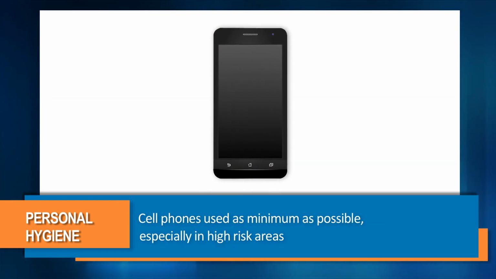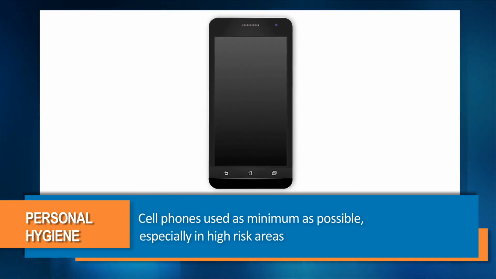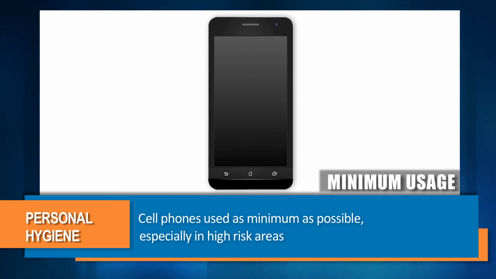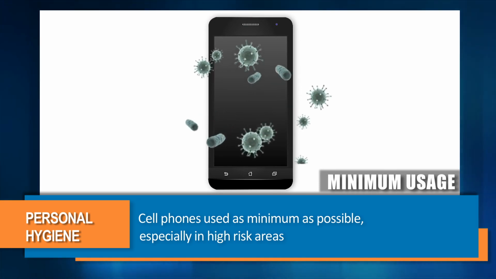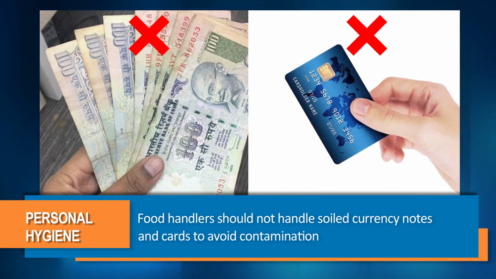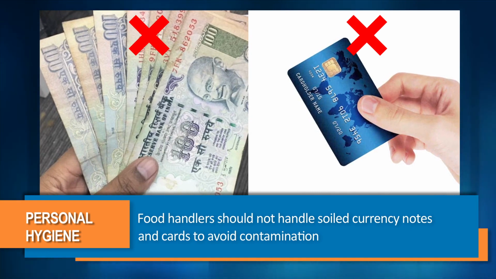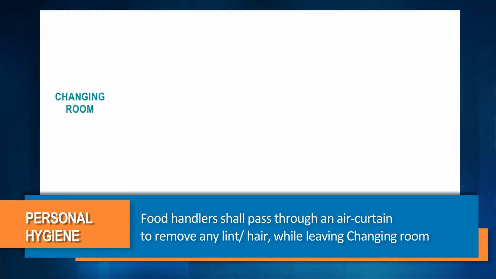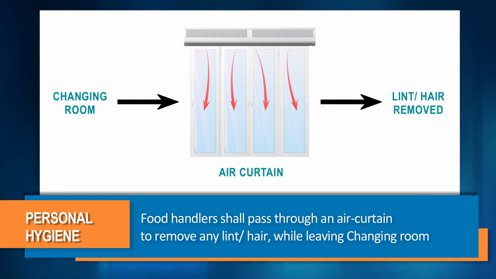As a good practice, cell phones should be used as minimum as possible, especially in high-risk areas, as they are also a source of contamination. Food handlers should not handle soiled currency notes and cards to avoid contamination. Food handlers shall pass through an air curtain to remove any lint or hair while leaving the changing room.